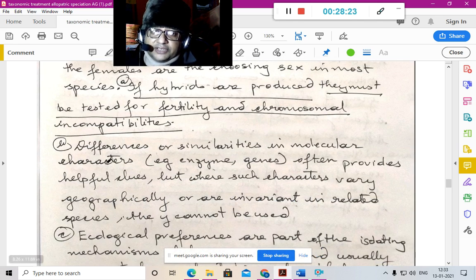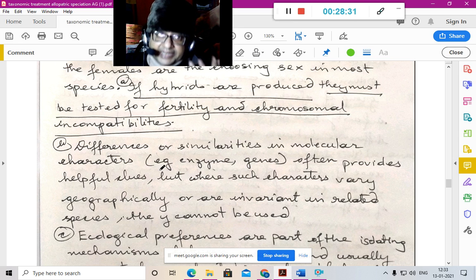Then there are differences in molecular characteristics. The enzyme sequence and the gene sequence are also taken into account to decide whether they belong to the same species. In Paramecium, 13 syngens are present. At one time they were considered to be separate species, but later it was found that they are different syngens. They don't mate with each other, but morphologically they look the same. So they are known as syngens.